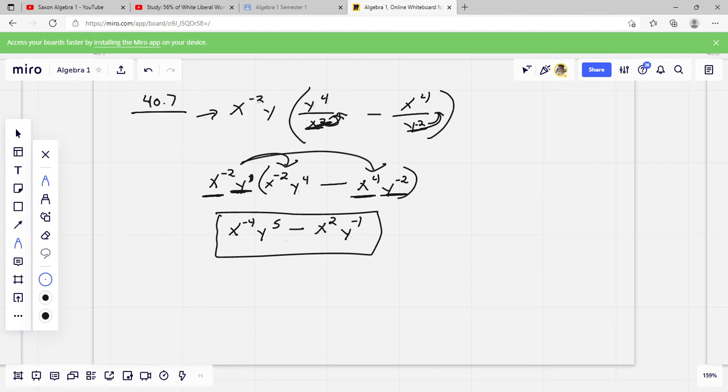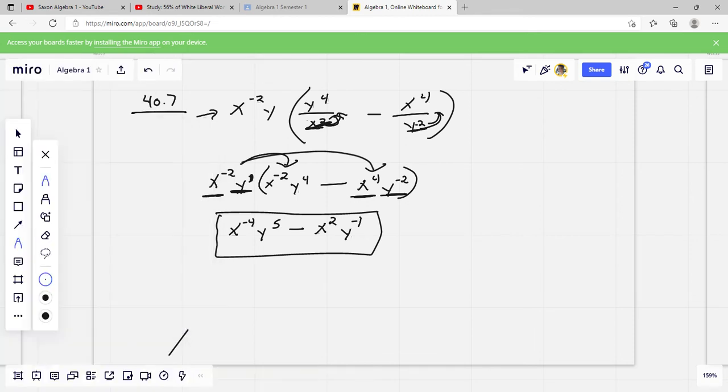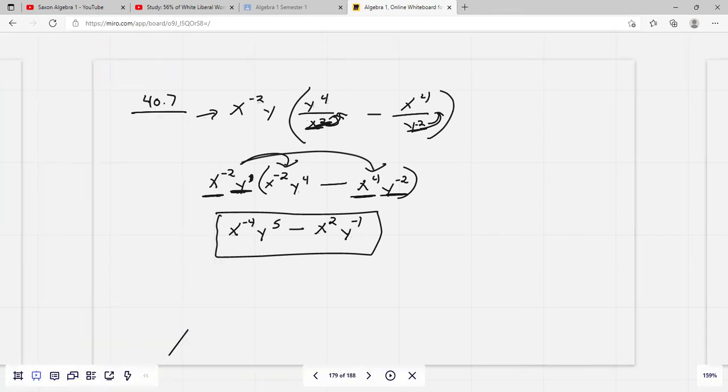x negative 4, y to the fifth minus x squared, y negative 1. All right. Okay, let's go to the next one.